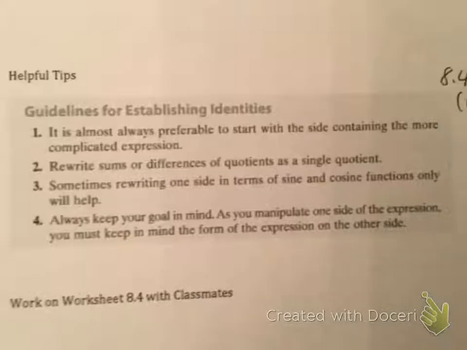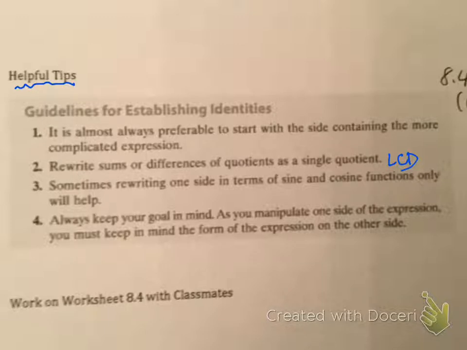Moving on. There's helpful tips at the very end of this. So there's some guidelines for establishing identities. 1. It is always preferred to start with a side containing more complicated expressions. So look for the harder side of the two. 2. Rewrite sums or differences of quotients as a single quotient. So guys, you have to find the lowest common denominator, build up each fraction, or rational expression, and then you're usually going to do some kind of substitution.